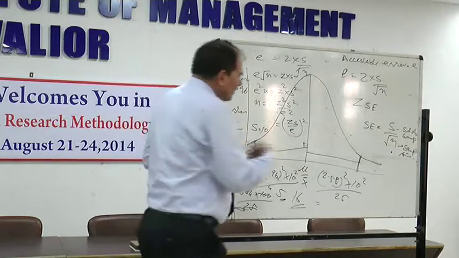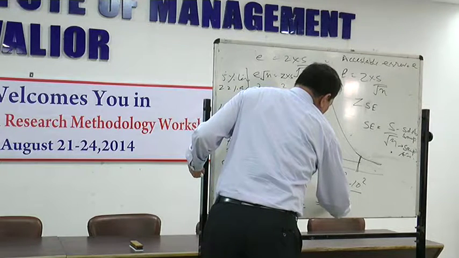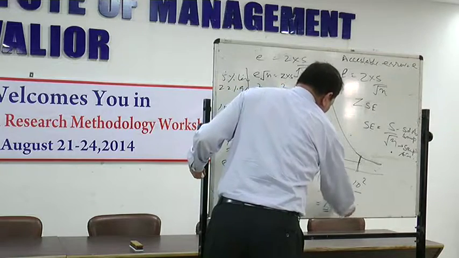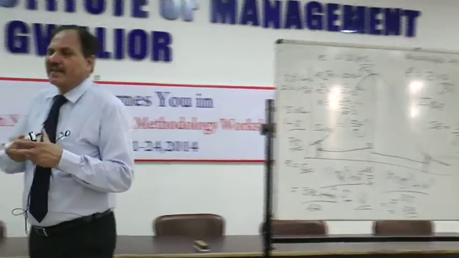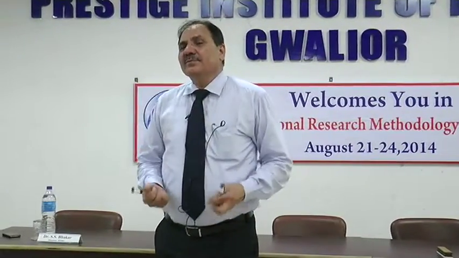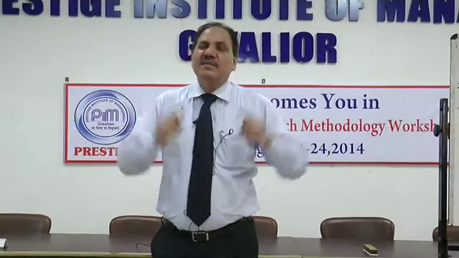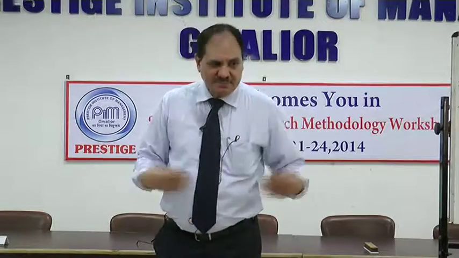2.58 square is 7 point something. Multiplied by 4, it will be around 28. So from 16 it has gone to 28 as soon as we change the level of significance. So if we want to reduce the first error, or error type 1, we need to take larger sample.